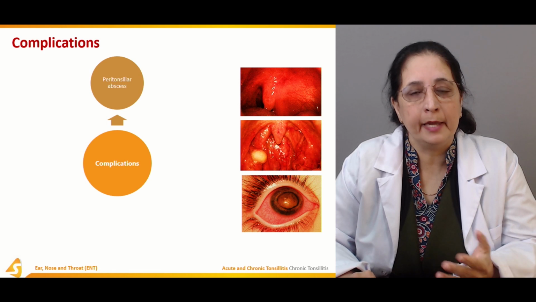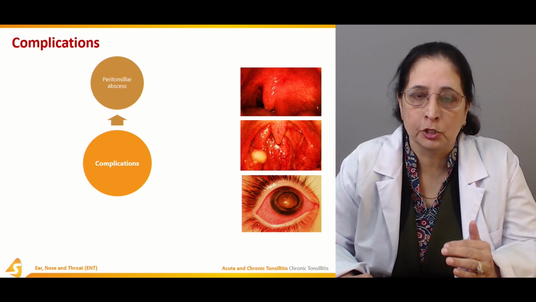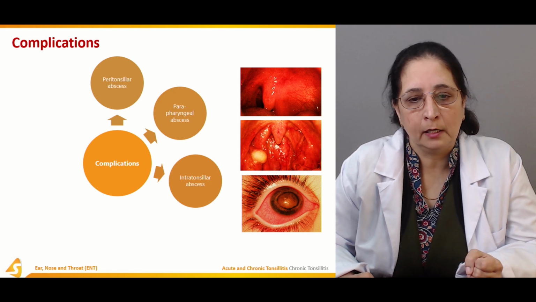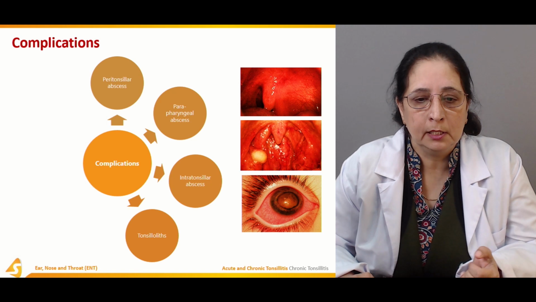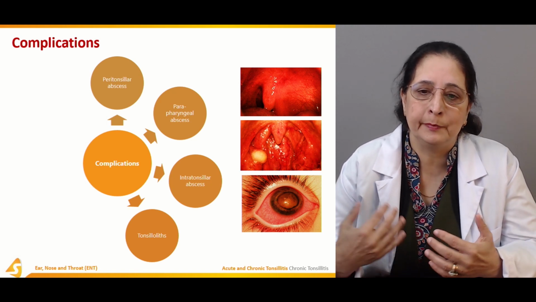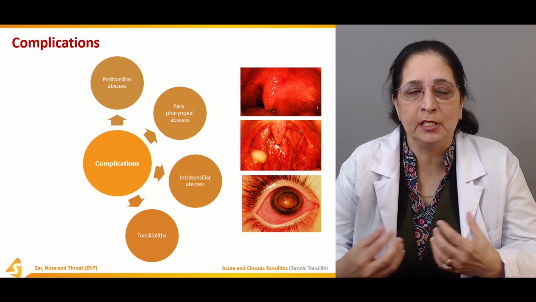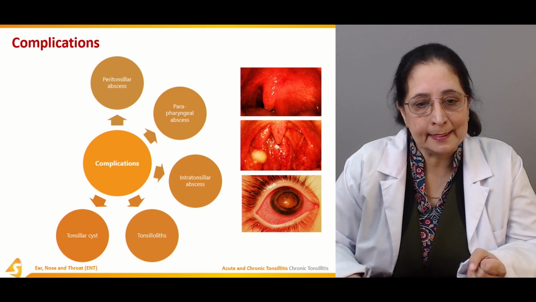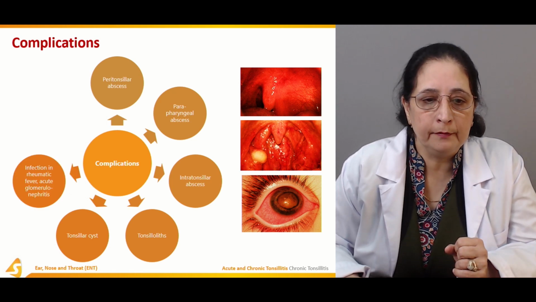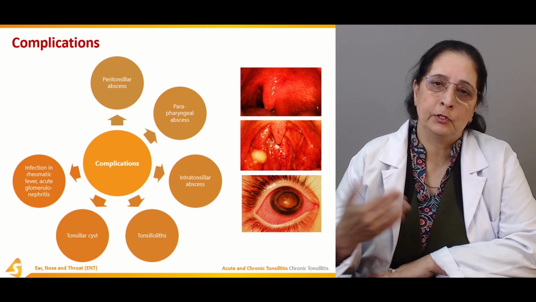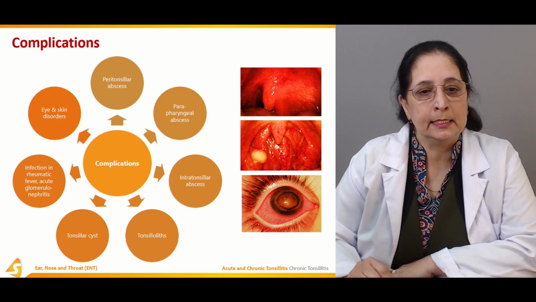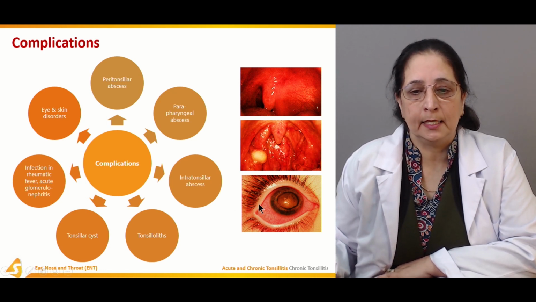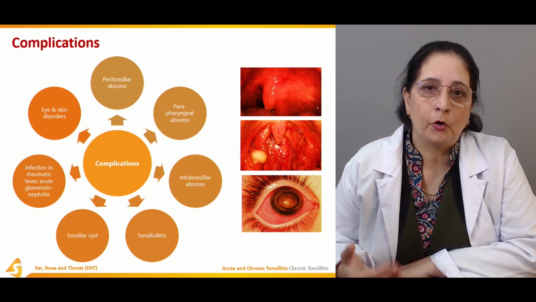Complications are peritonsillar abscess. This is present with acute tonsillitis also. Peritonsillar abscess, parapharyngeal abscess, intratonsillar abscess, tonsillolith. Stones are formed in the tonsils because of chronic infections. That pussy, cheesy material sometimes becomes hard, and it leads to stone formation. Tonsillar cysts are produced. Infection in rheumatic fever and acute glomerulonephritis are also very common complications of tonsillitis, and eye and skin disorders are also present. The eyes become red, infected, and inflamed. So these are the complications of chronic tonsillitis.